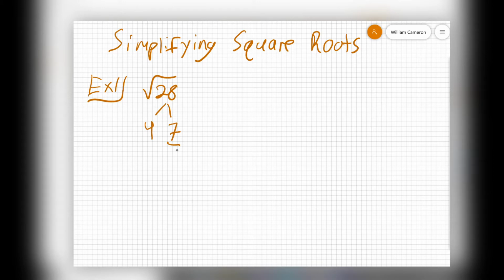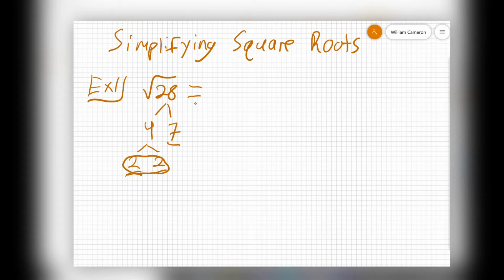So 1 times 7 will give us 7. There are no two whole numbers outside of those two that will work for 7. So 7 is a prime number. Up next, 4. Well, 4 breaks down into 2 and 2. 2 and 2 are both prime numbers. So we now have a pair of prime numbers here and then a lone prime number there. So pair of 2's and then 1 7.